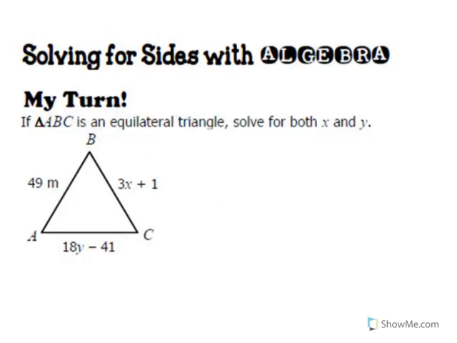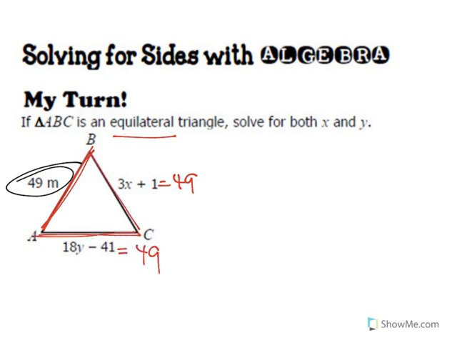Okay, so solving for sides with algebra, kind of what we were just doing right now, we're going to go on with it. So if triangle ABC is an equilateral triangle, solve for both x and y. The only piece of information that we're given here is that 49 is the value of AB. But if it's an equilateral, this must also equal 49, and so must this, right?